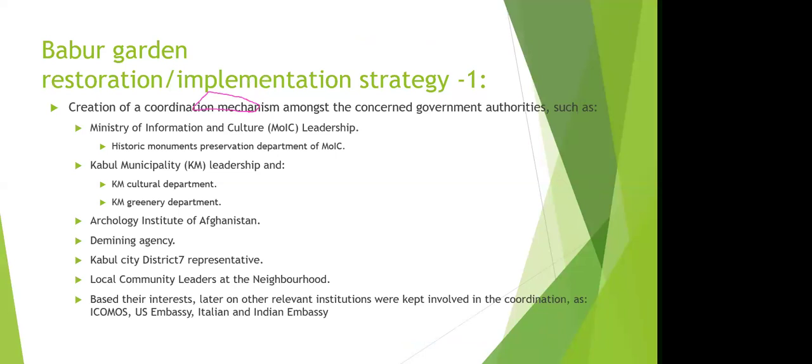Regarding the implementation strategy, what we wanted to do, from where we should start, because the interim government was a new setup of governing in the country. Everybody was unfamiliar with this style of management. So therefore, what we did, we tried to create a coordination mechanism amongst the concerned government authorities, like the Ministry of Information and Culture. The leadership of them were involved. Dr. Sabreen and his deputy, Yusuf Zai, said they were going to be with us.